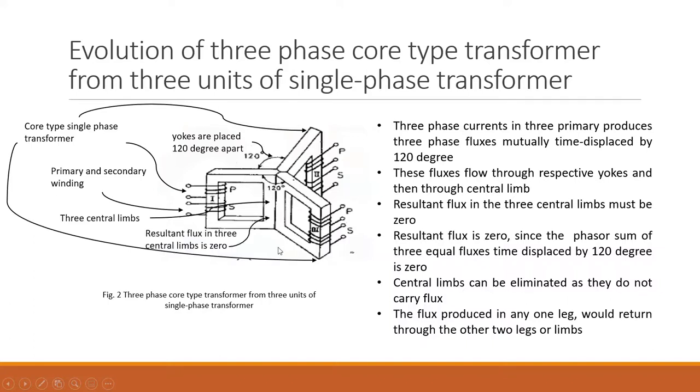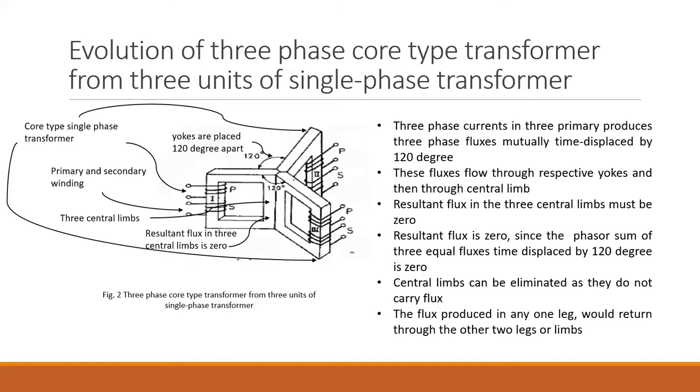And in this central limb there will be a flux which is going to flow. So basically there will be 3 phase currents in 3 windings. These 3 currents in 3 windings are going to produce working fluxes. So fluxes will also be 3. There will be 3 phase fluxes which will be mutually time displaced by 120 degrees.